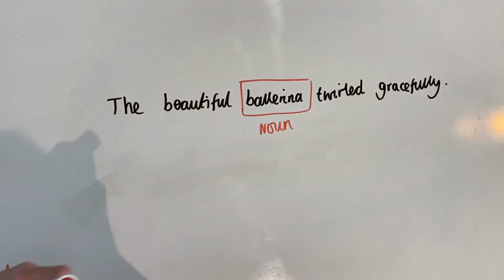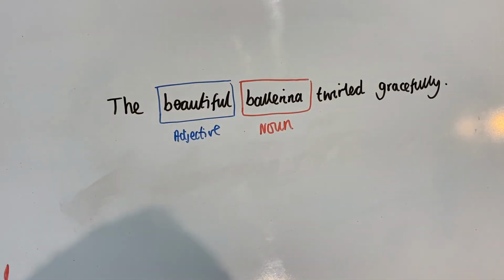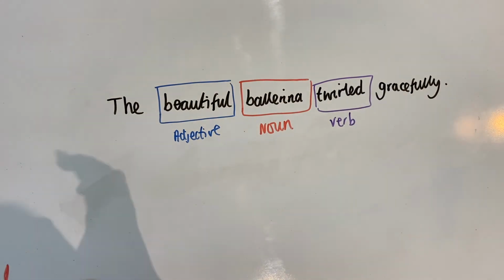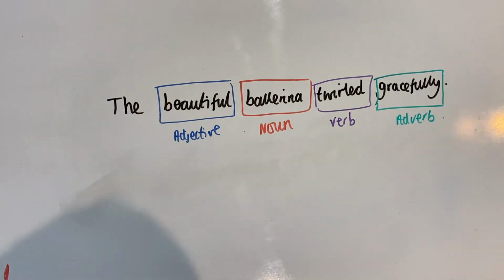So ballerina is our noun. The word beautiful is our adjective. The word twirled is our verb. And lastly, the word gracefully is our adverb.